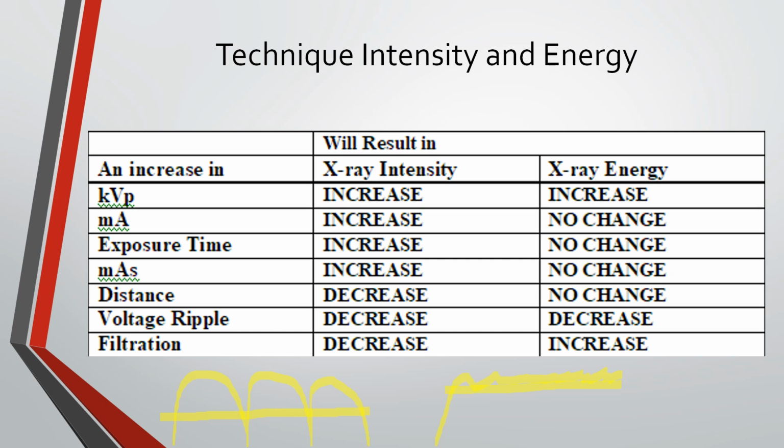Filtration, as we talked about: as we increase the filtration, the intensity will decrease. So the amount of X-rays will decrease, because we're filtering some of them out. The X-ray energy will increase. So the average energy will get higher, but as the filtration is increased, the amount will decrease.